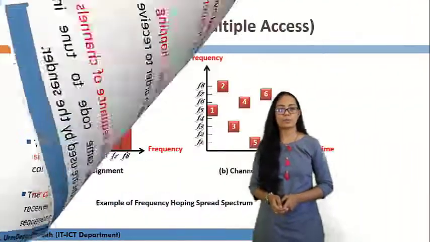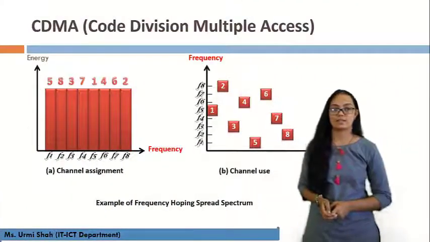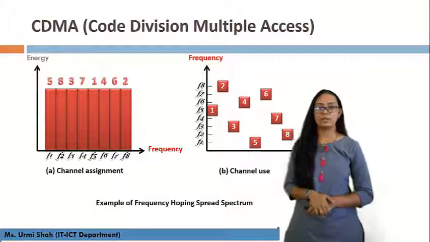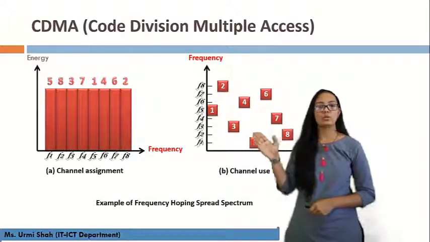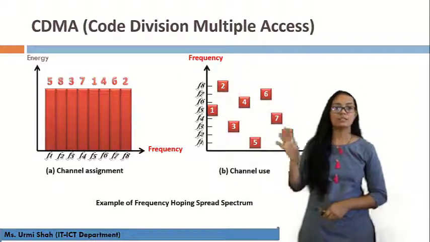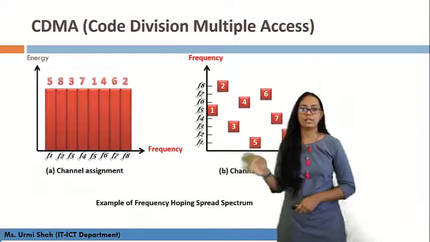So following are the properties for FHSS. The third type or example of frequency hopping spread spectrum includes code division multiple access. This is how the channel can be used multiple times.